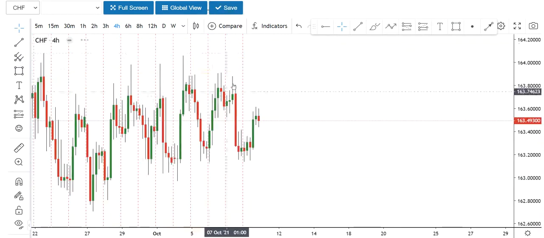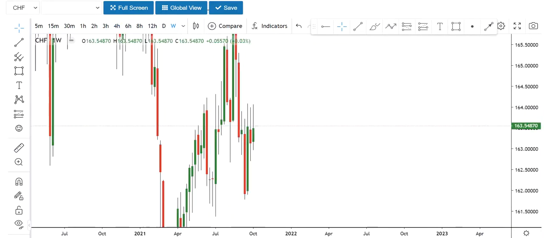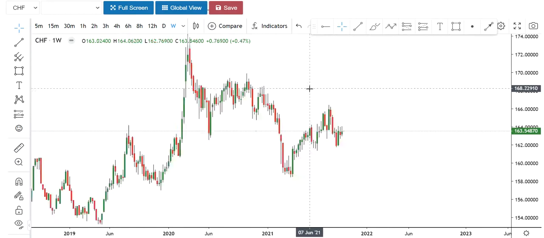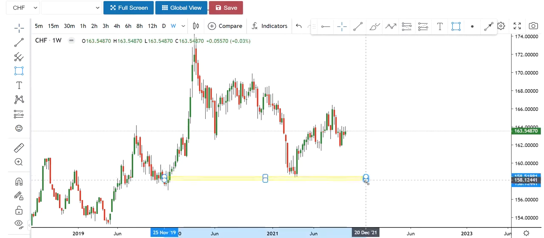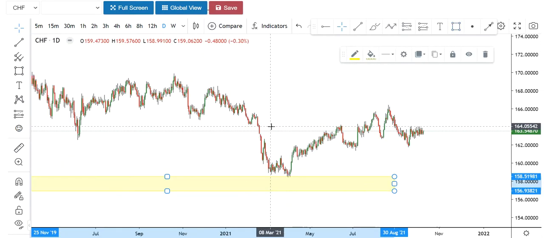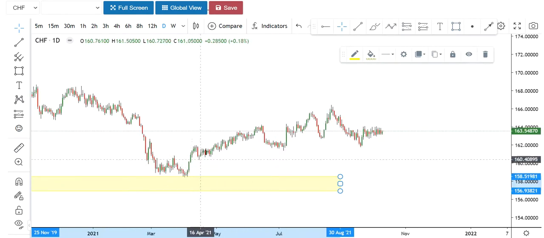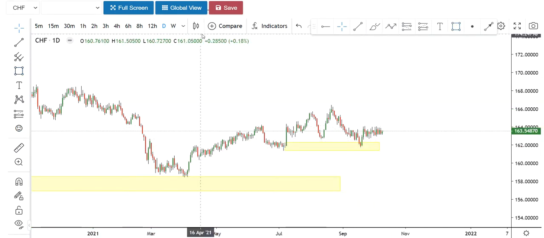Now let's quickly check Swiss franc on the weekly. What do we have on the weekly? We can see that we made a push to the upside and we still came back to tap our weekly demand zone. But if you go to the daily, you notice that the daily is trending upwards gradually. And we've tapped on this demand zone, so we expect higher movement.